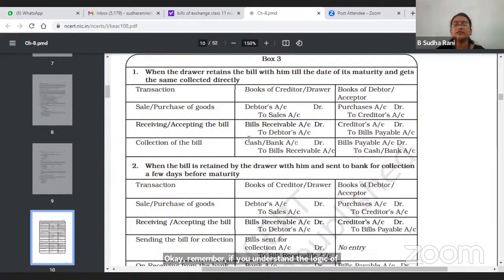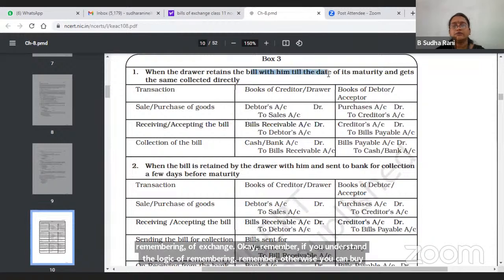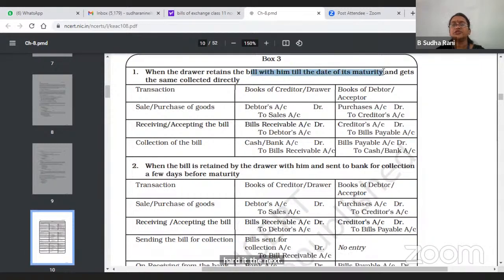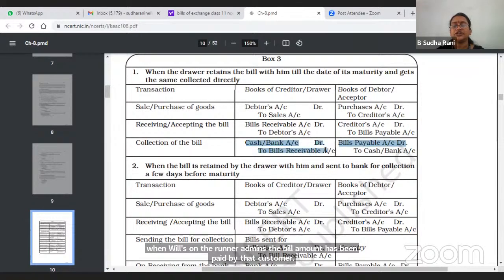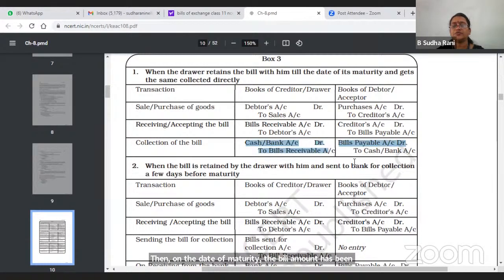The next, the first situation, what we said: bill with the drawer till the maturity and honored. So when the bill is honored, honored means the bill amount has been paid by the customer. Then on the date of maturity, you must write the entry: cash account debit to bills receivable, bills payable to cash, in both the books.